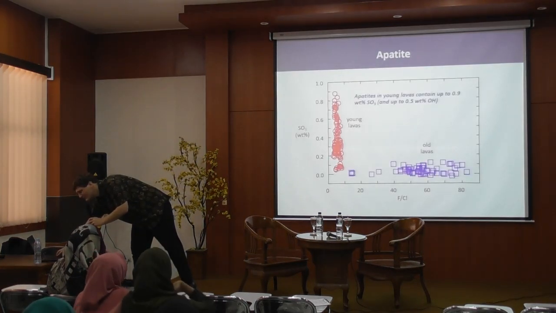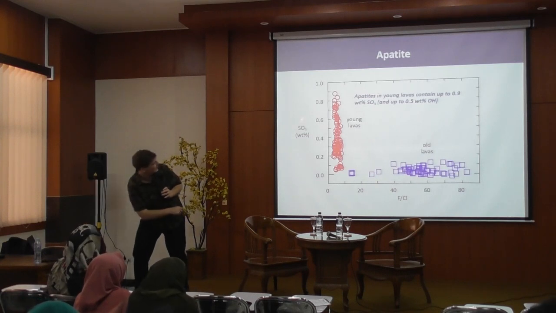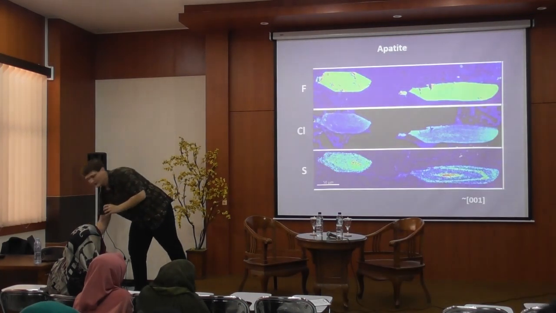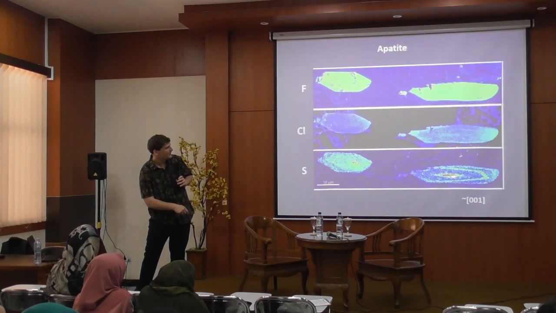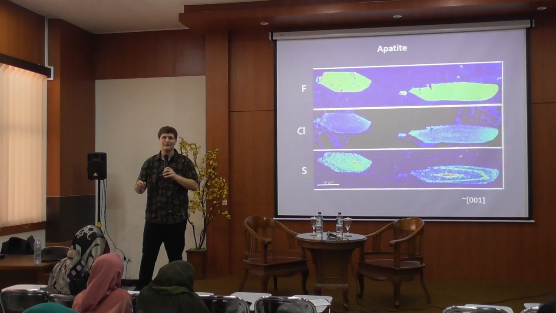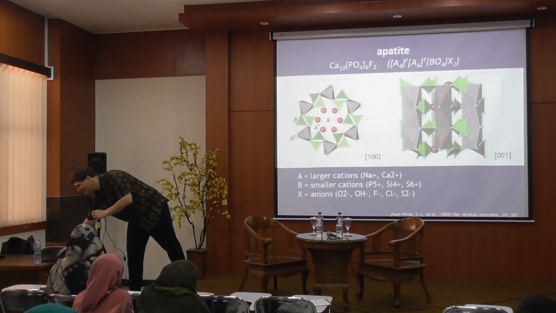Again, just more evidence of high volatile content. If you compare sulfur content of apatite, here are some maps. You see common volatile phases in apatite. Fluorine is ubiquitous. Fluorine is a little bit zoned, but then you see this concentric zoning in sulfur, which is a little bit weird. Do we have any crystallographers here?